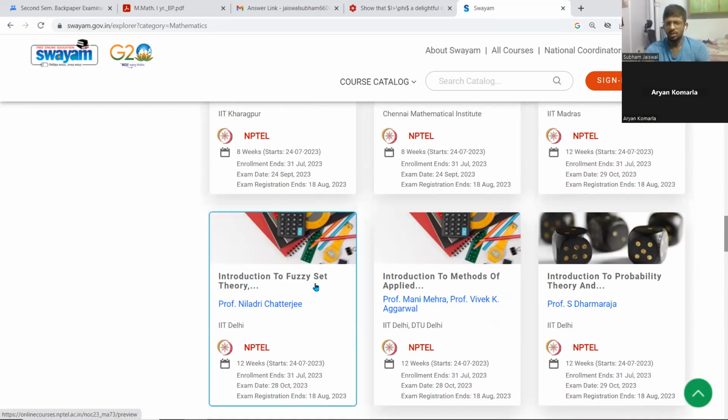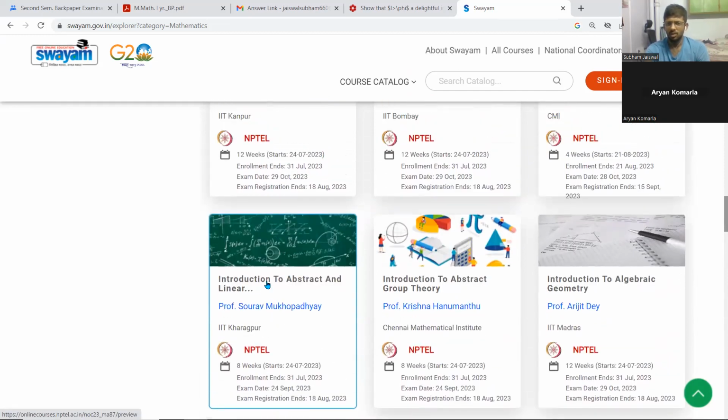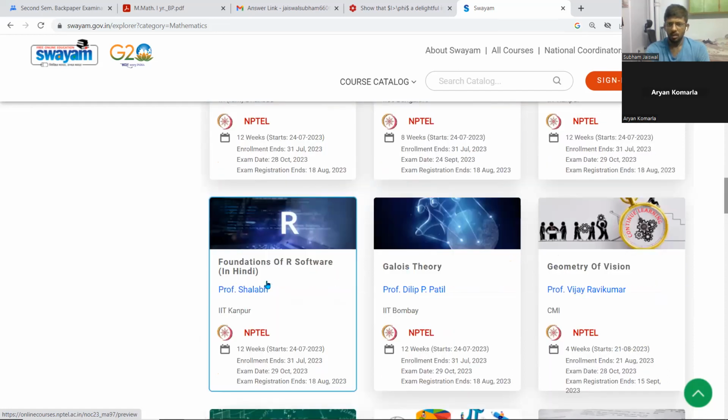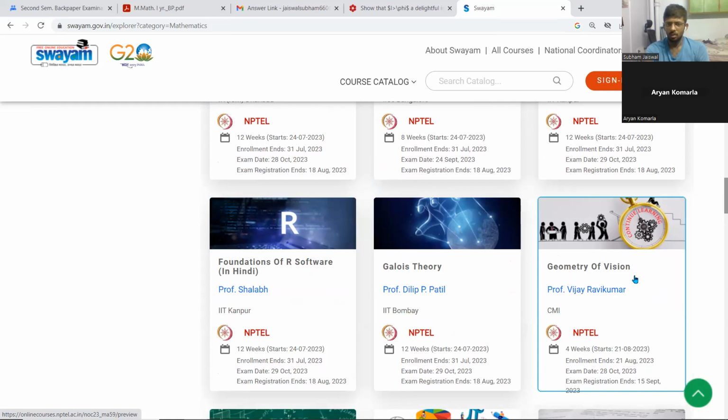You can also look at this fuzzy set theory, something which you won't get in your college. It's good to learn new things. These are good. This is quite a unique course, geometry of vision. It's a very unique course.